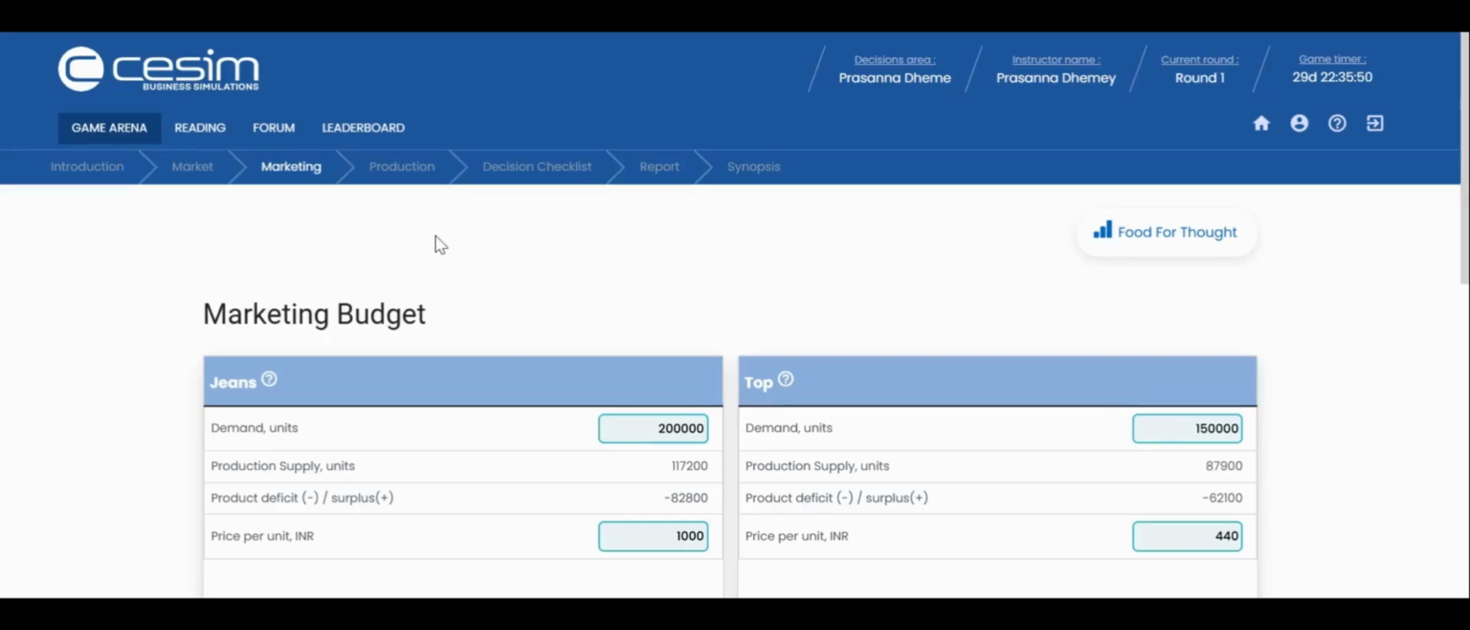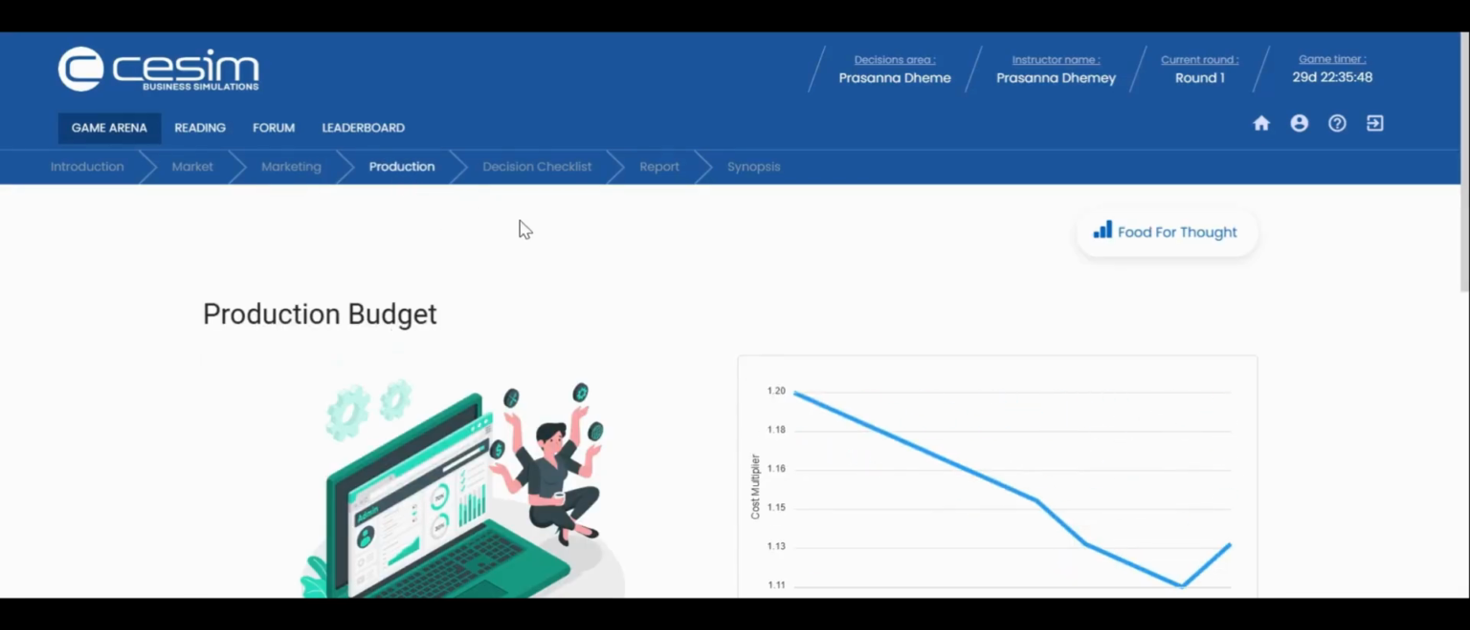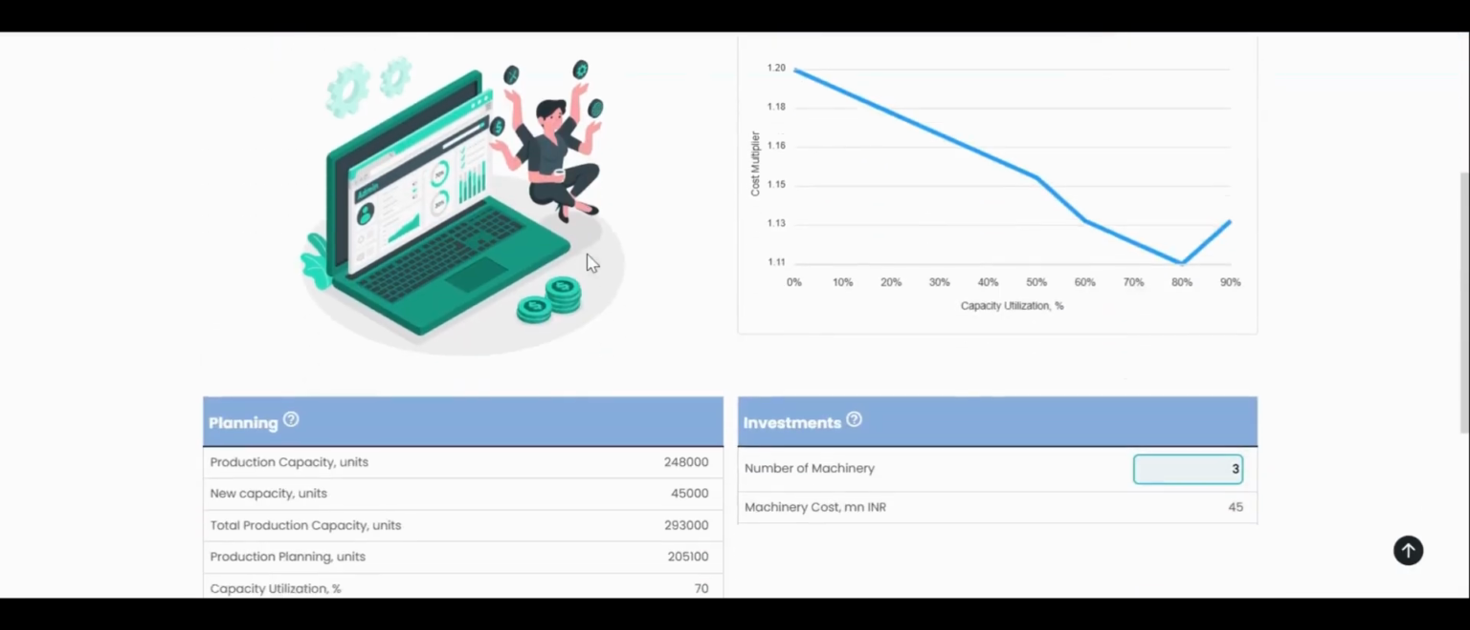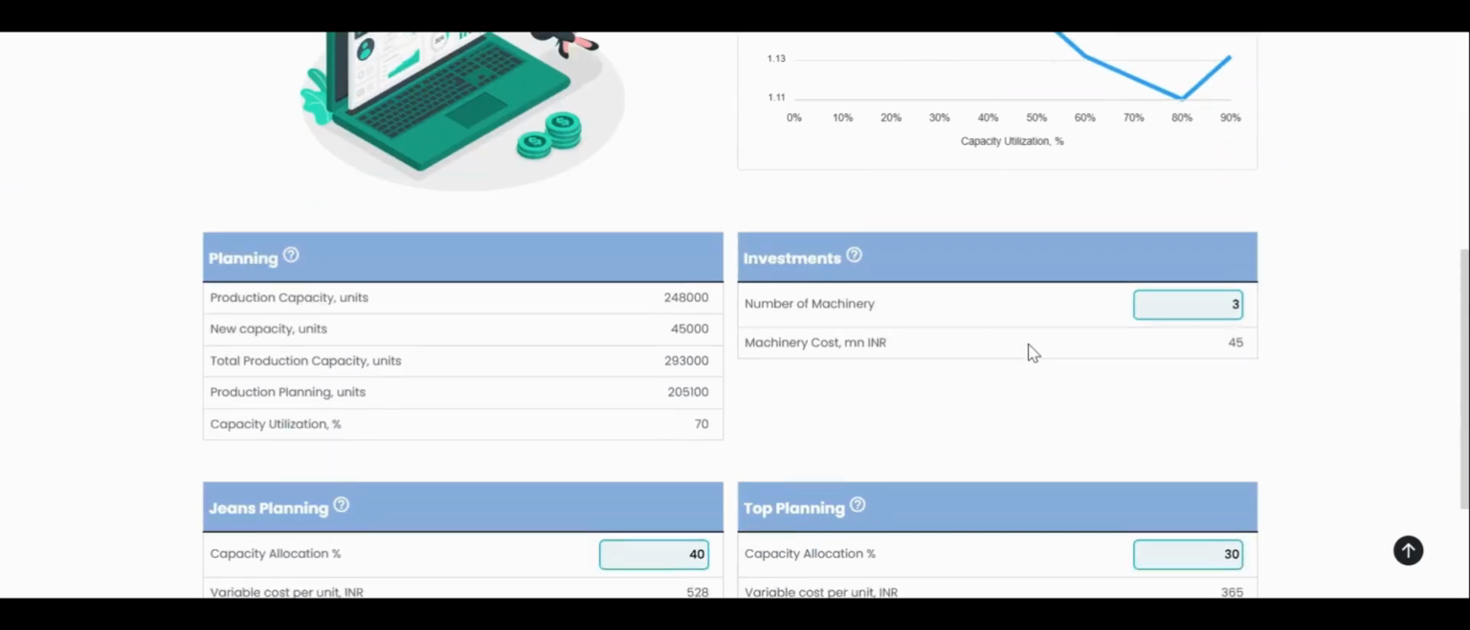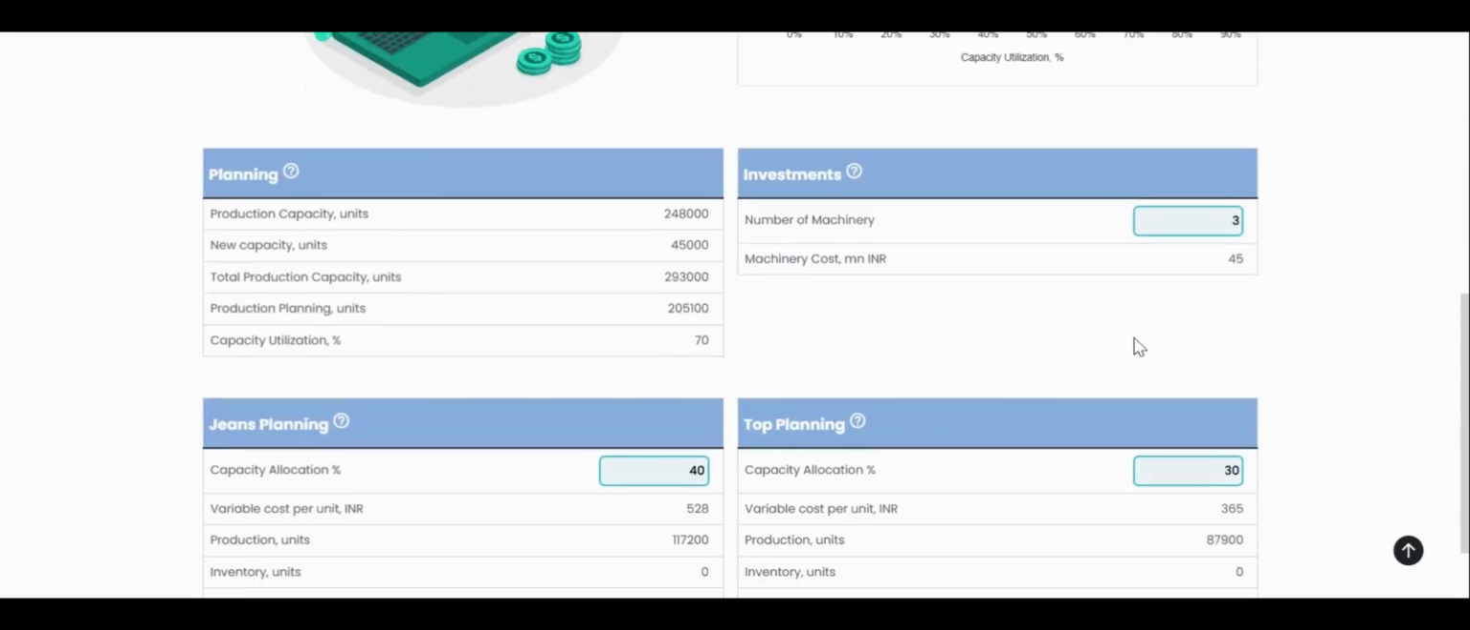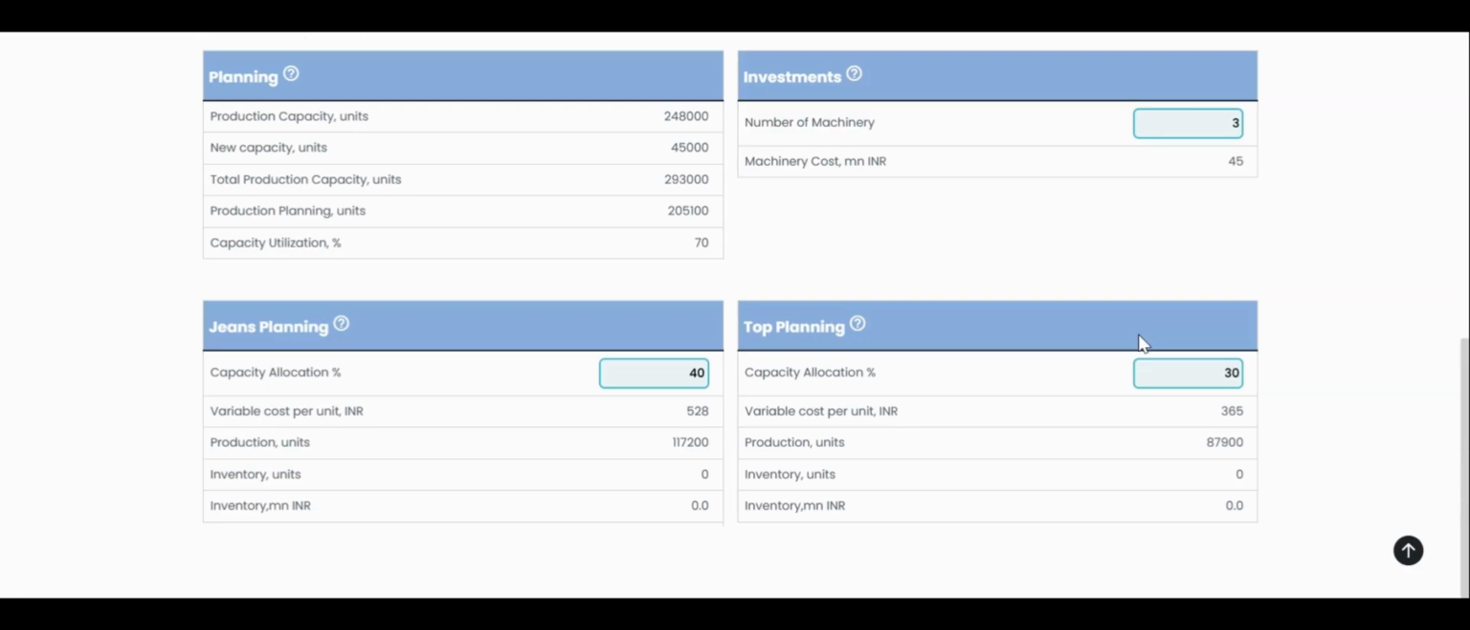From there, we continue to the Production section. Here, we plan our production capacity and allocate resources across our products. We need to synchronize production with our projected demand while considering whether additional plant capacity is required. The objective is to meet expected demand efficiently without creating unnecessary excess capacity or production constraints.